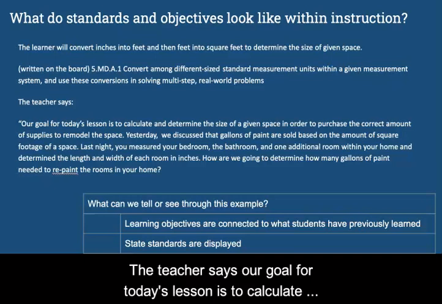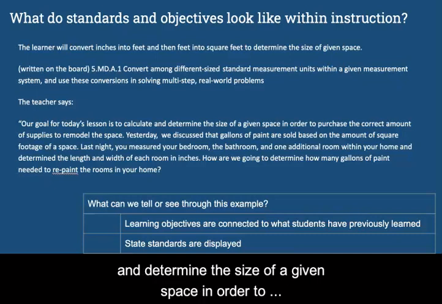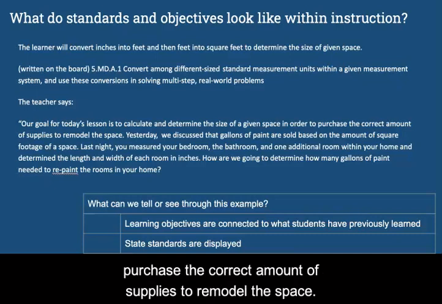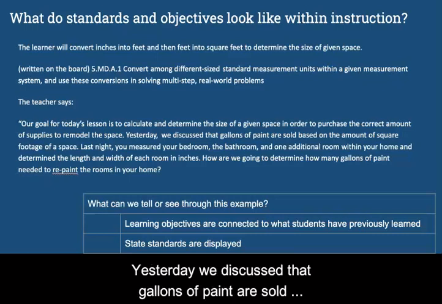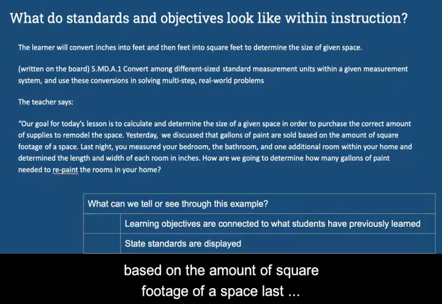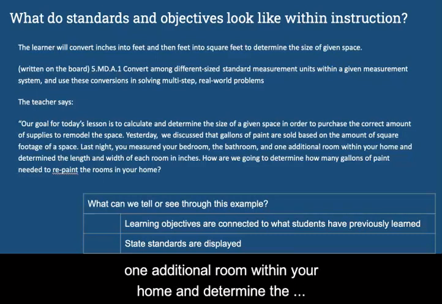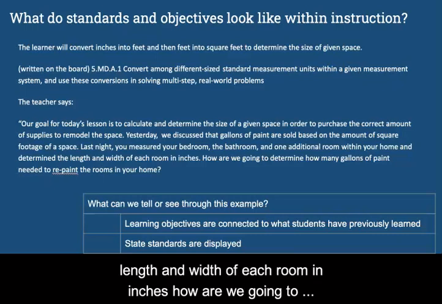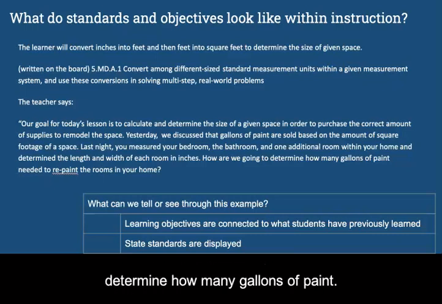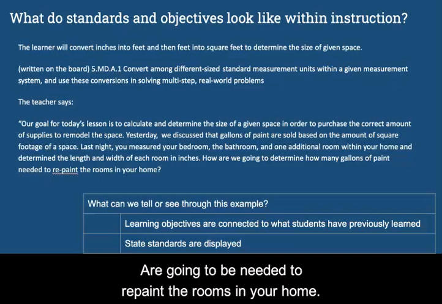The teacher says, our goal for today's lesson is to calculate and determine the size of a given space in order to purchase the correct amount of supplies to remodel the space. Yesterday, we discussed that gallons of paint are sold based on the amount of square footage of a space. Last night, you measured your bedroom, the bathroom, and one additional room within your home, and determined the length and width of each room in inches. How are we going to determine how many gallons of paint are going to be needed to repaint the rooms in your home?